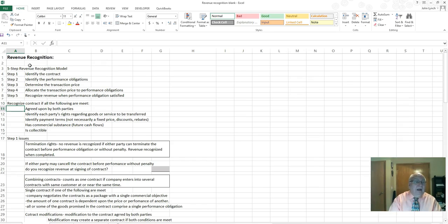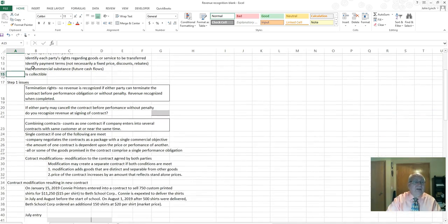Okay. Recognize contract if the following are met. Agreed upon by both parties. Identify each party's rights regarding the goods and services to be transferred. Identify the payment terms. Doesn't have to be a fixed price necessarily. You can have volume discounts in there and rebates. It has commercial substance, so is both parties going to benefit from the contract, and is it collectible?